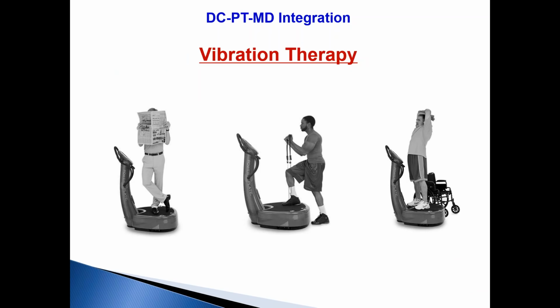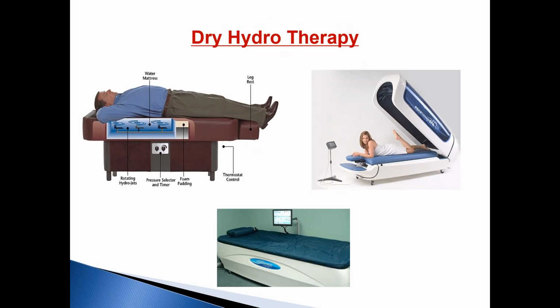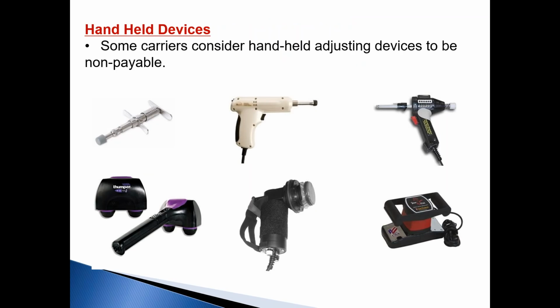Now, there are certain services that you may be doing. Make sure you're doing these properly. Vibration therapy, if the patient is not performing anything while standing on the vibe plate, that's not billable, or you might be able to bill 97039. Most insurance companies won't pay for it. If the patient is doing an exercise, that's a different story. Hydrotherapy beds, just be careful what codes you're billing for these. Also with handheld instruments, some insurance companies won't pay for handheld devices.